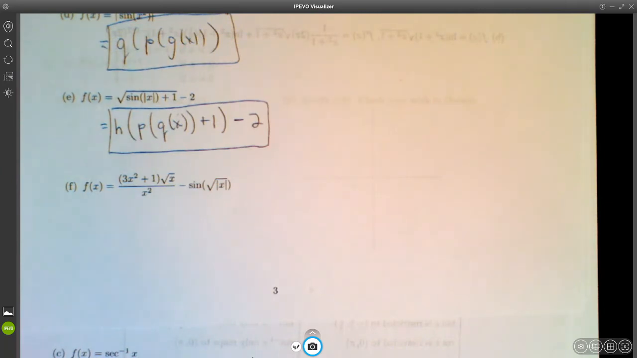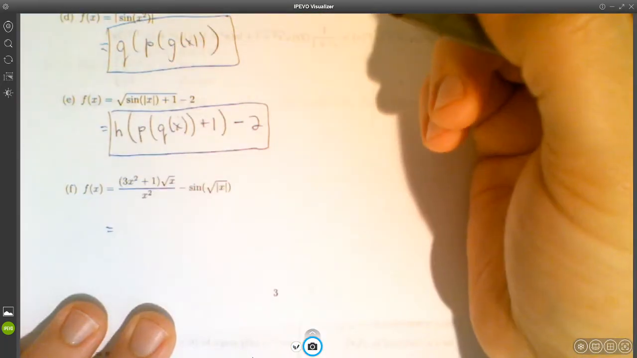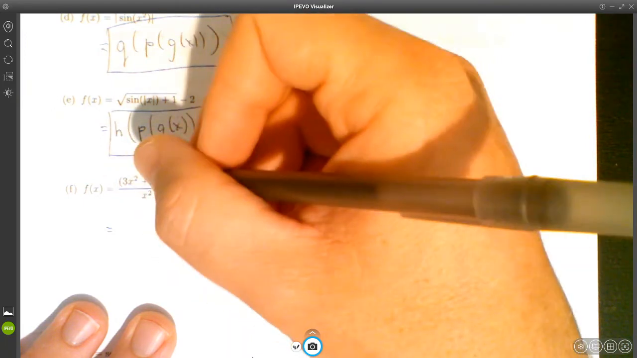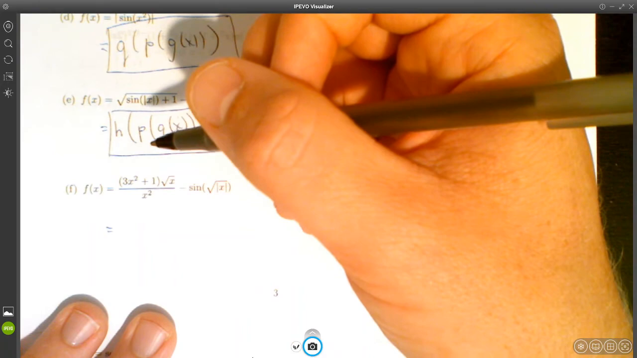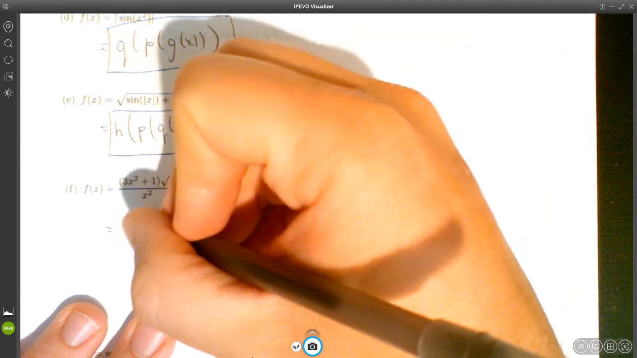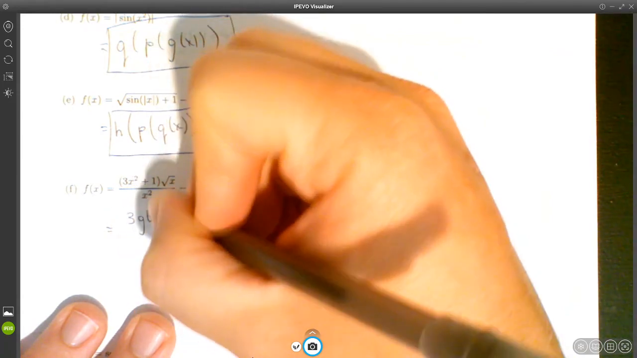Okay, here's my solution. So I noticed here that I've got a product. I've got a 3x squared plus 1. I didn't have a function that was called 3x squared plus 1, but I did have a function called x squared. We called that thing g. So I think this is going to be 3 times g of x plus 1.